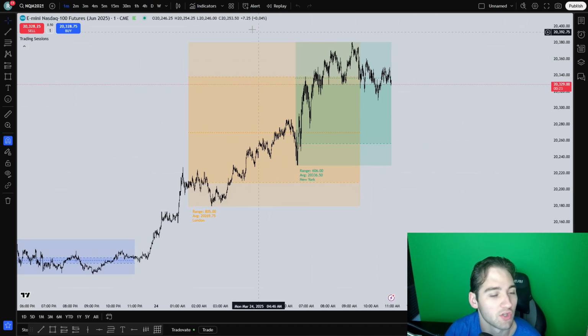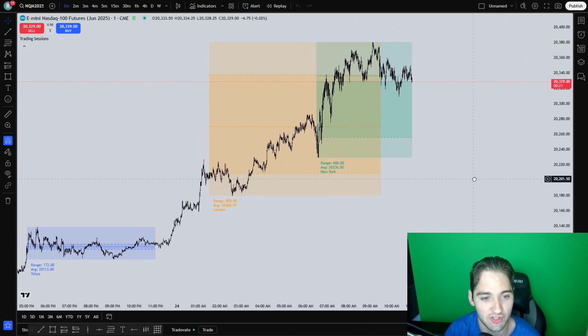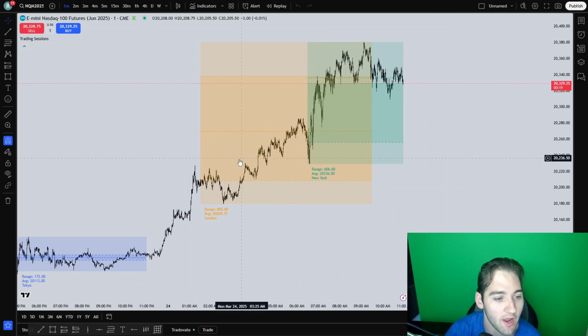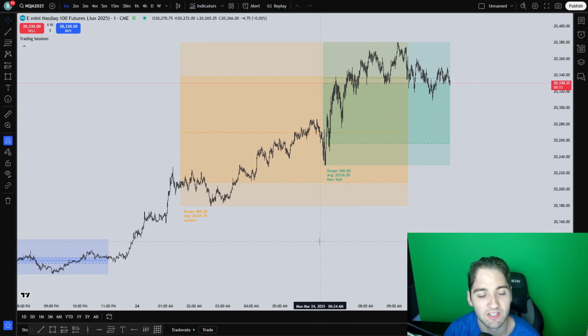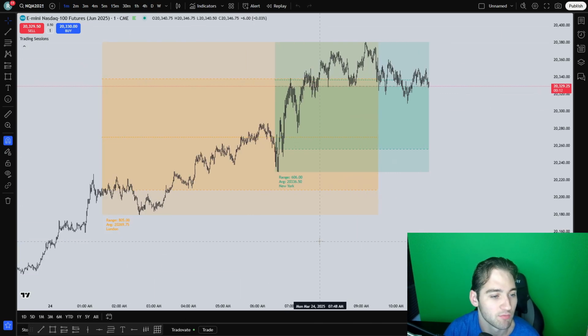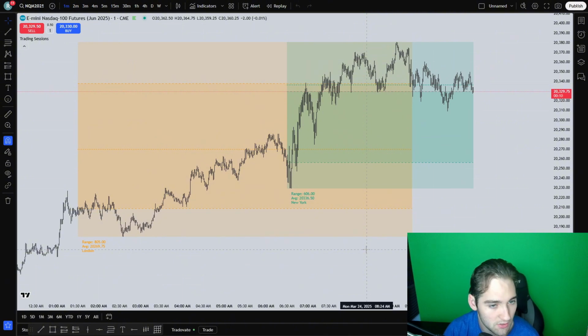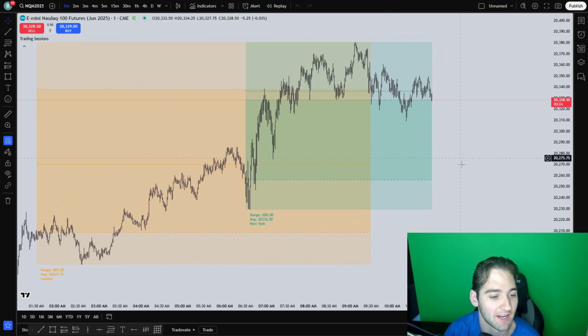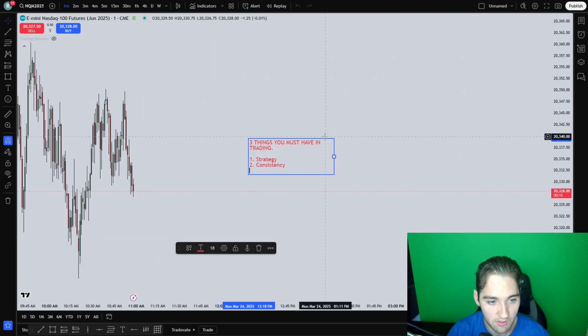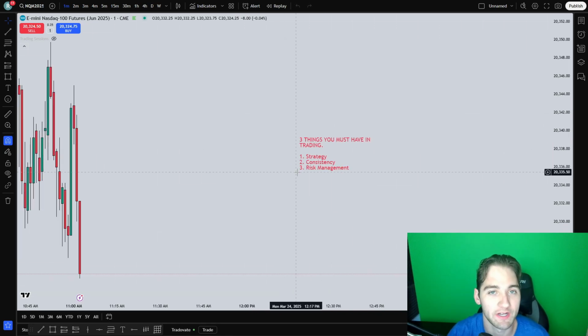There's a thing in trading called price action. Price action means how clean price is and how price moves. So if we have clean, nice moves in the stock market here, we have good price action, okay? So when it comes to having your strategy and consistency, the last thing you need is risk management.